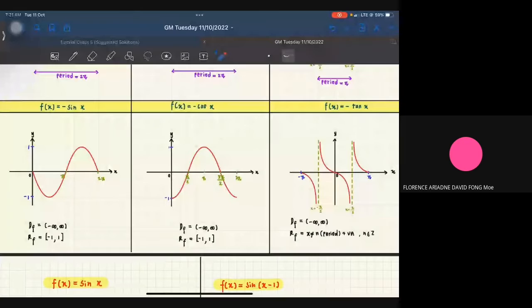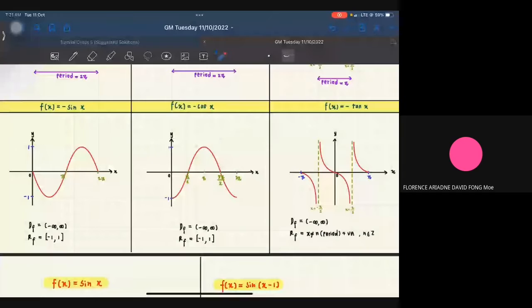Maksudnya nanti masa PSPM pun, dia tak akan minta awak sketch the function, the graph of let's say f(x) equals to 5 sin x. Tak ada. Okay, so dia memang akan 1 je dekat depan sin, cos dan tangent tu. Okay, so let's take a look at domain.